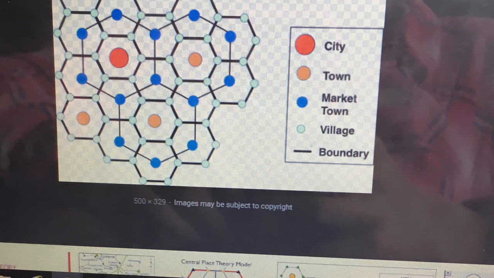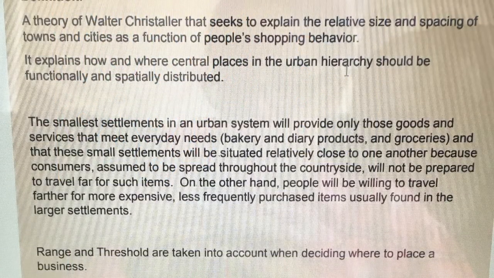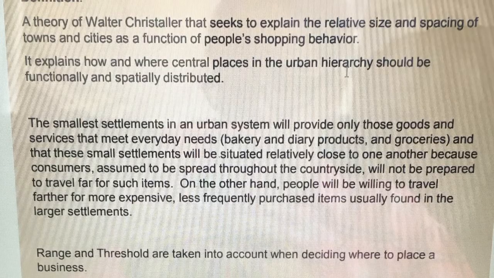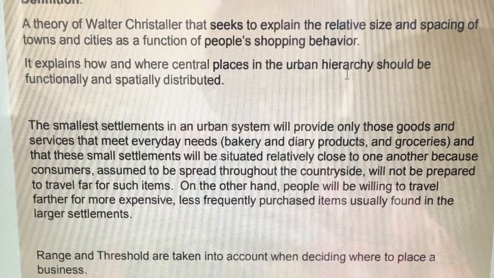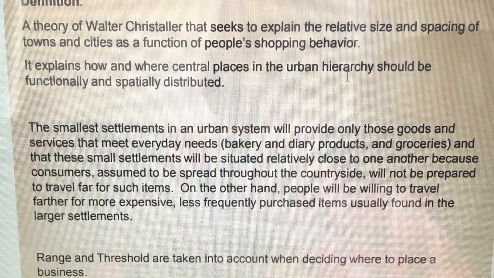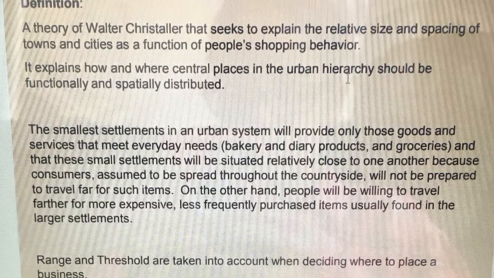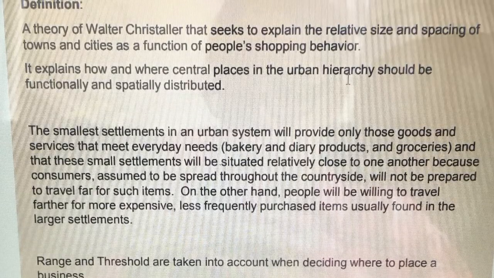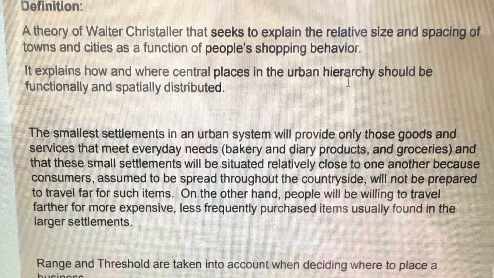So, the definition of this theory is that it seeks to explain the relative size and spacing of towns and cities as a function of people's shopping behavior. It explains how and where central places in the urban hierarchy should be functionally and spatially distributed. So it shows where places should be distributed to get the maximum amount of money.